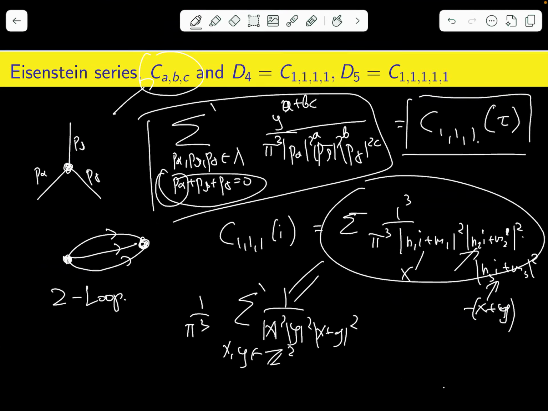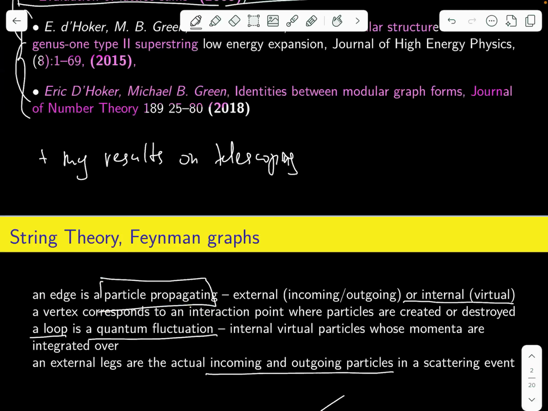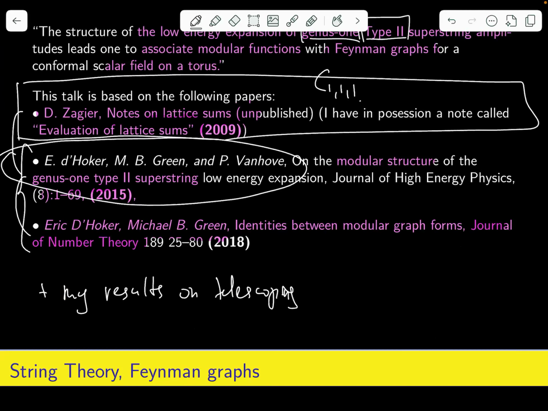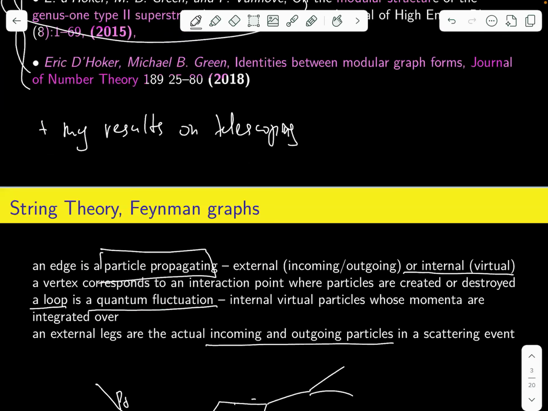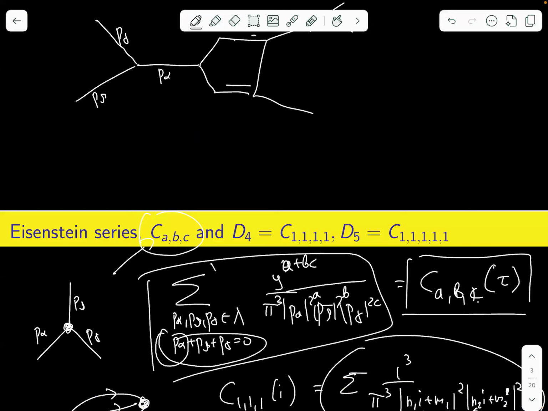Okay, and so that gives you CABC. And this article of Hocker, Green, and Van Hove is mostly dedicated to this kind of summation, like C, A, B, C, because you can understand almost everything about them. Because there are relations. I will show them later. But there are more complicated graphs for sure.